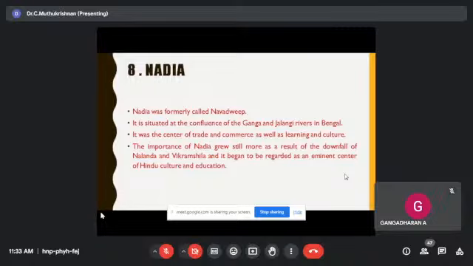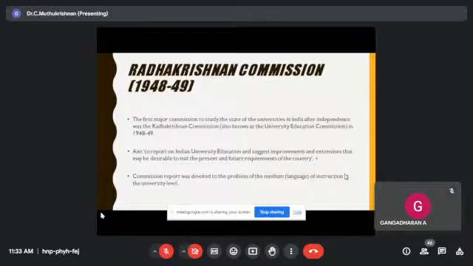And after independence, what are the things we have to discuss? We have to think about the first education commission after independence. You might know who Radhakrishnan is and what the Radhakrishnan Education Commission is. As an educationist, we must understand the Radhakrishnan Education Commission from 1948 to 49. You know who Radhakrishnan is: the first vice president of India after independence, and the second president of India also.